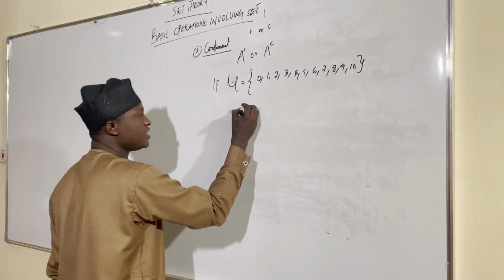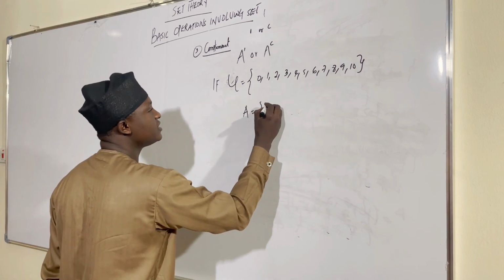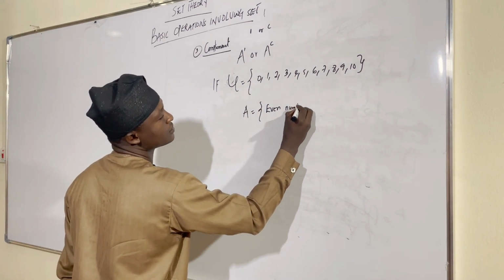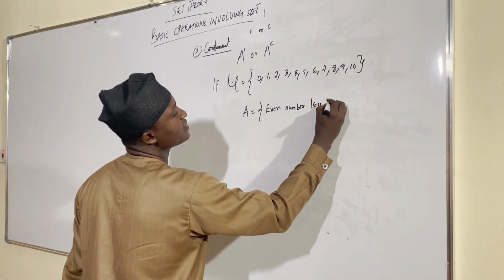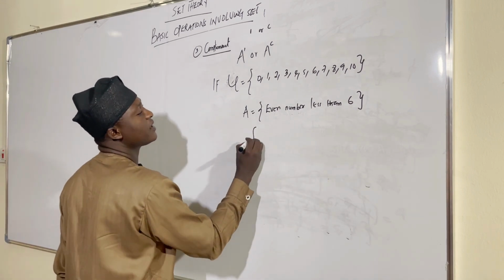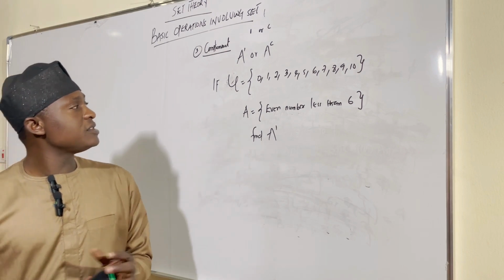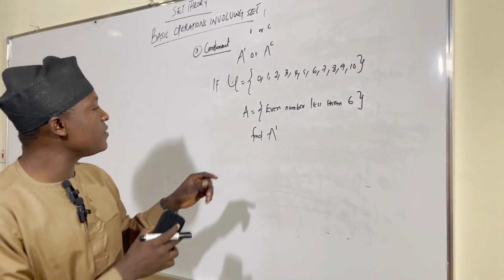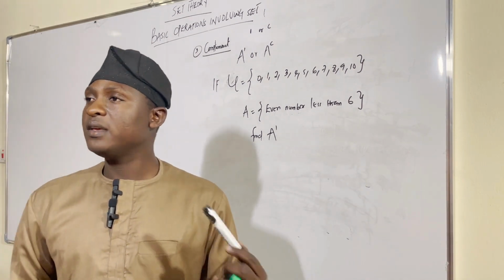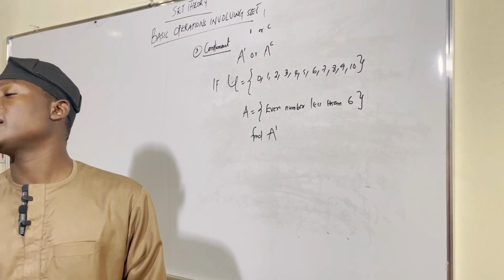And they say, given that set A, let me give you A as an example so that it can be more interesting. Set A is equal to, let's say they said, even numbers less than 6. They now say find the complement. If you look at set A, it's given in form of a word problem. So I first look for even numbers, and I've explained earlier that even numbers are those numbers that can be divided by 2.